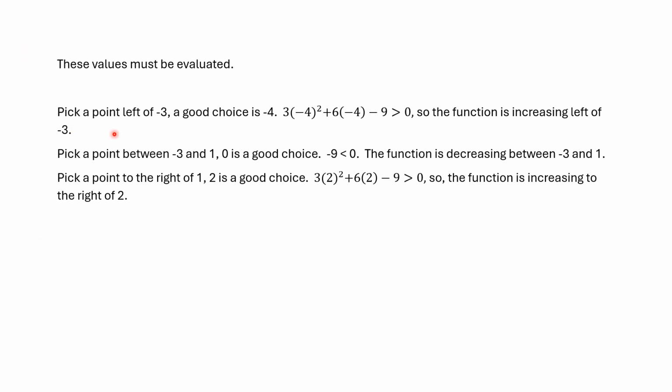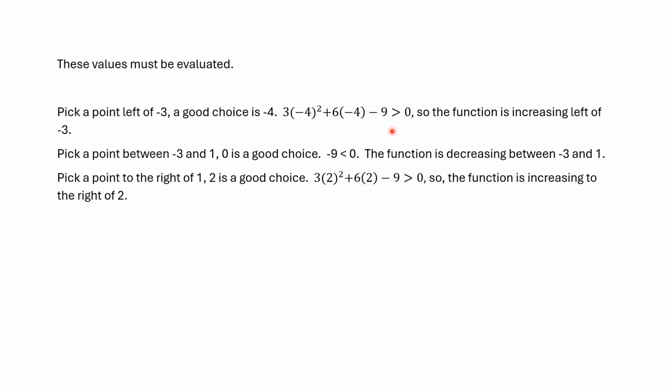So we're going to pick a point left of the first 0, negative 3, going left to right. That's the first one we get. And we're going to evaluate our derivative at negative 4, I picked. Just to keep the number reasonable, you don't want to pick a number like 2,137 and 2/3. So 3 times negative 4 squared plus 6 times negative 4 minus 9 is greater than 0.